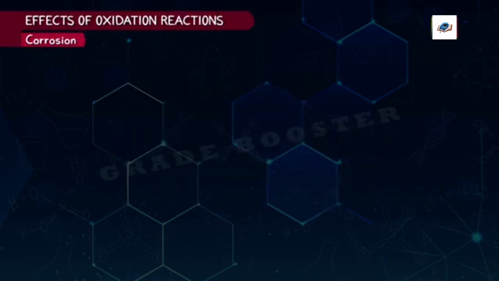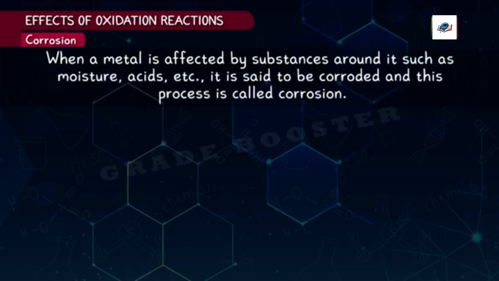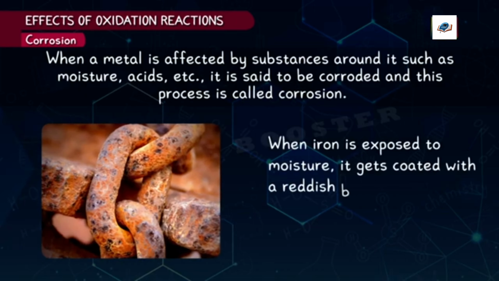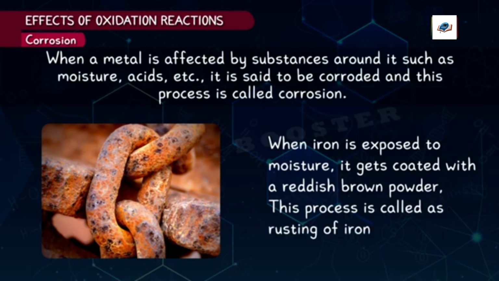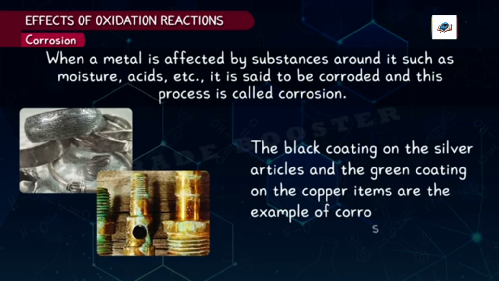Corrosion. When a metal is affected by substances around it, such as moisture, acids, etc., it is said to be corroded, and this process is called corrosion. When iron is exposed to moisture, it gets coated with a reddish brown powder. This process is called rusting of iron. The black coating on the silver articles and the green coating on the brass items are the examples of corrosion.